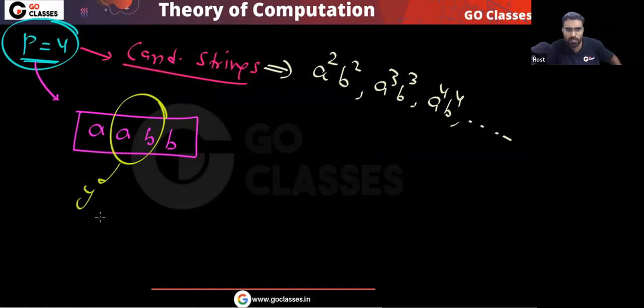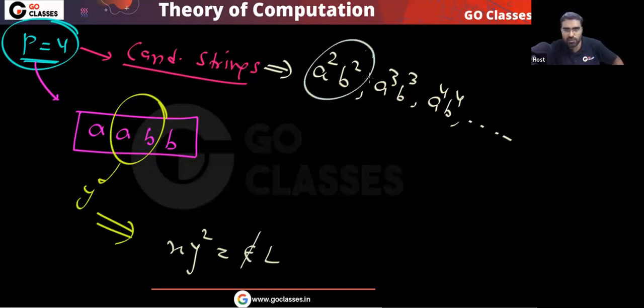then what will be the problem? Tell me. If you repeat it 2 times, problem will happen. If you repeat 2 times, then the resulting string will not belong to L. So remember, if you take Y equal to AB, this will violate, this will also violate, every string will violate.